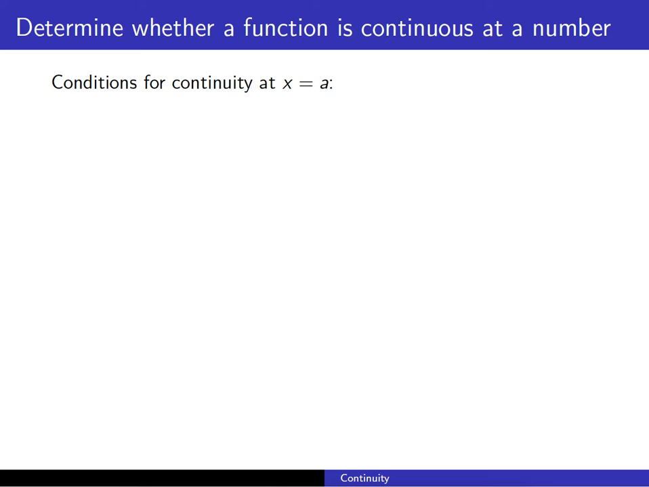But to determine whether or not the function is continuous at a given point, the first condition is that the value of the function at that point has to exist. So there has to be somewhere for that value of x where the function actually exists and is defined. So for instance, if there's a vertical asymptote there, that's no good.